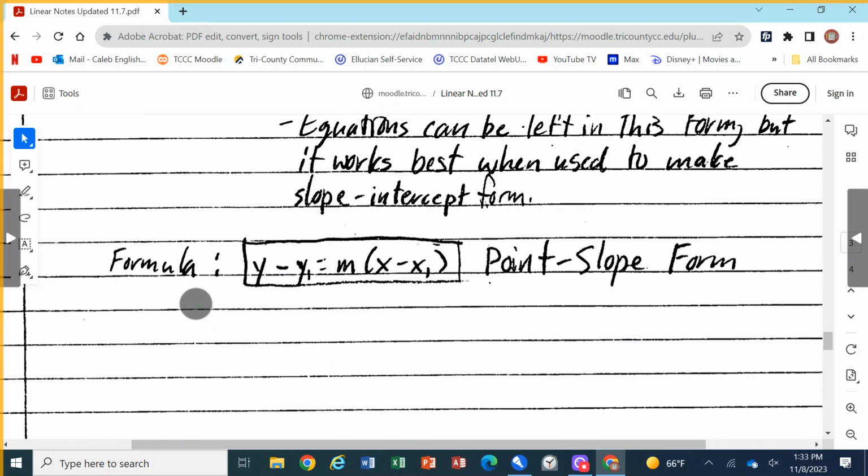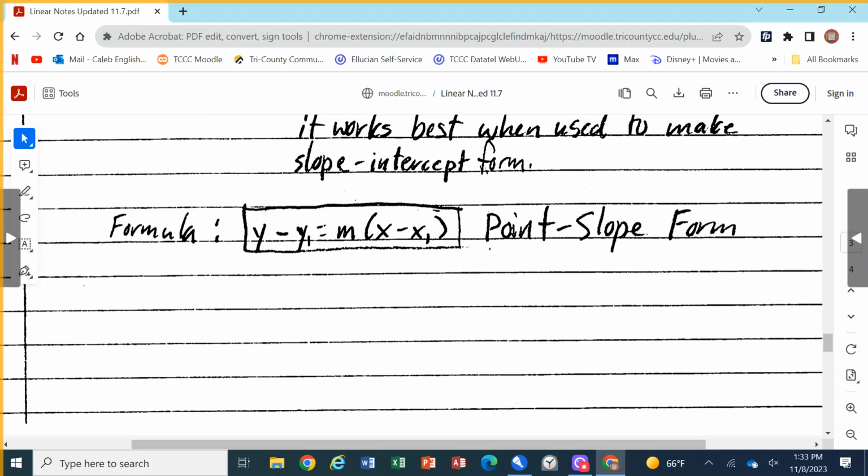Oh no, I've gone too far. So there's the formula for point slope form. Y minus y1 is equal to m times x minus x1.